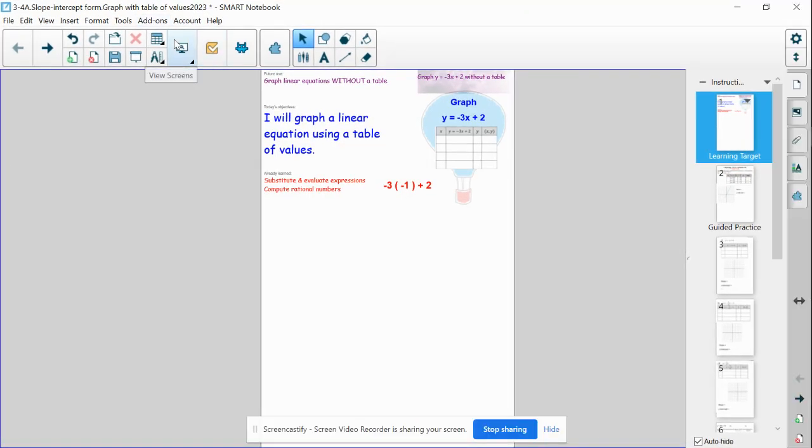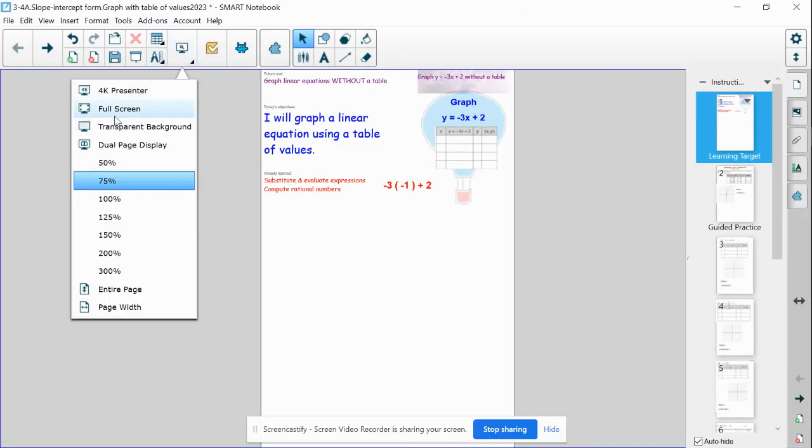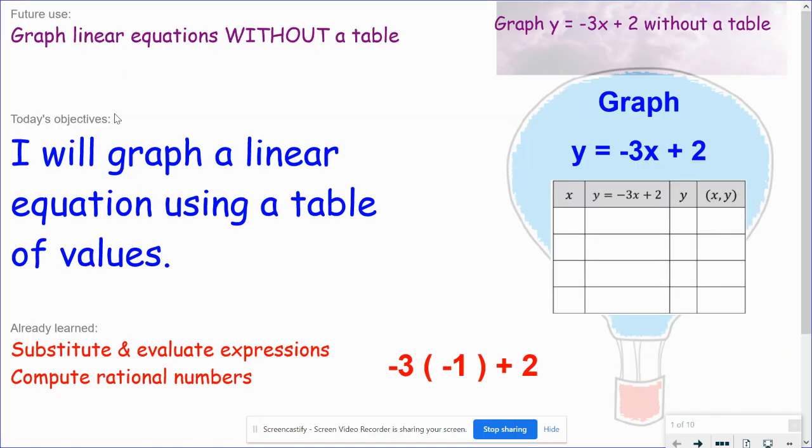All right, today we are going to graph linear equations. First, we're going to start with using a table, and then I'm going to show you how to do it without having to use tables. All right, why do we need to know this? Because you need to be able to graph y equals negative 2x plus 2 without using a table.